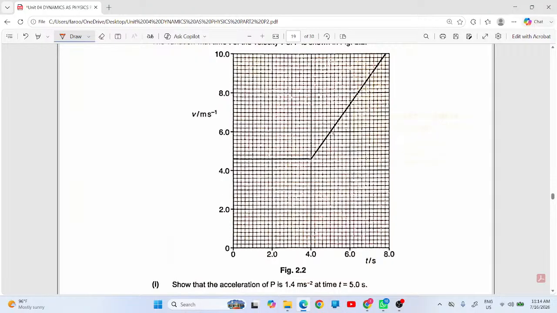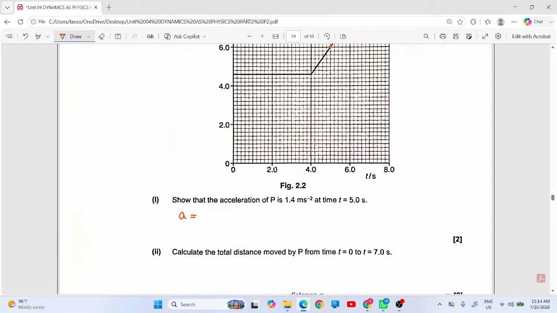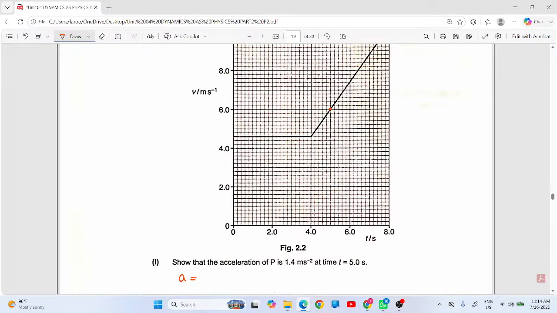So you have to calculate the acceleration. Acceleration is the gradient. So we write the gradient. Although the line is straight, you can take any point. If we take the point at 5, then y2 is 6, and y1 is 4.6.